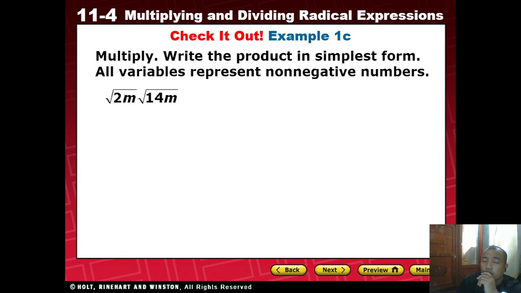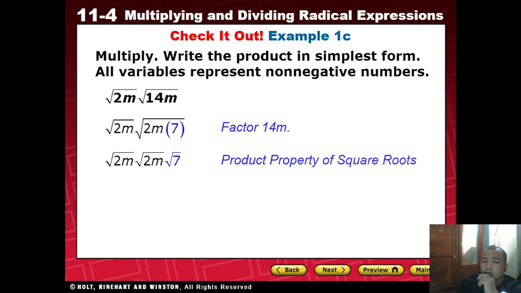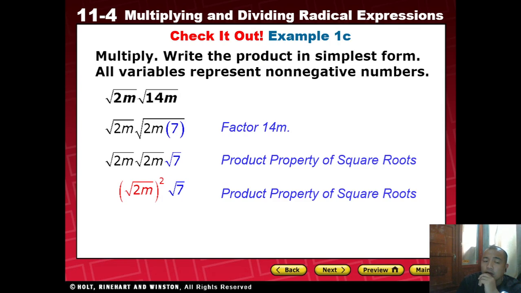Next, let's multiply square root of 2m by square root of 14m. Let us first factor 14m. That is 2m times 7. Product property of square roots. Square root of 2m times 7 means square root of 2m times square root of 7 times square root of 2m again. Then by product property of square roots, we can now combine the two 2m, that means square root of 2m quantity squared times square root of 7. Then simplify: square root of 2m quantity squared is 2m square root of 7. This is now the answer, 2m square root of 7.